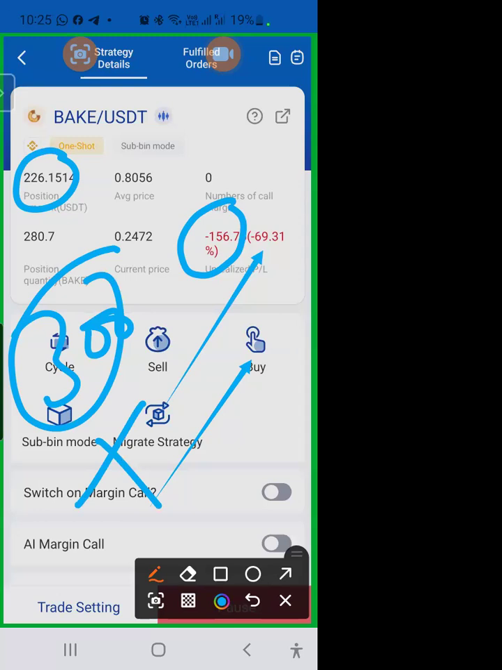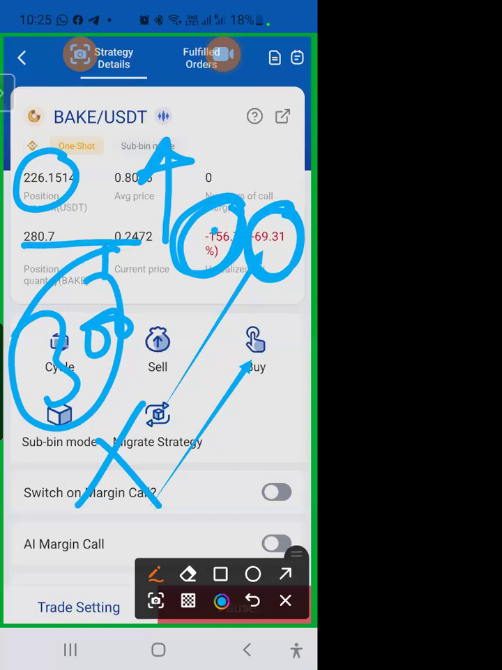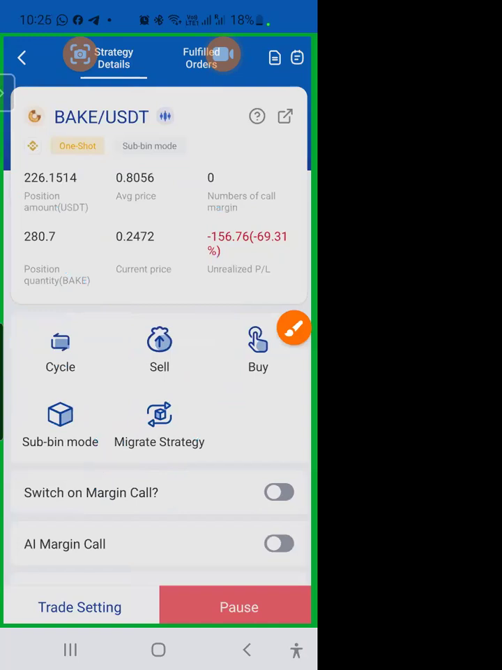Remember, you are adding this money when the market is still down. What will happen? The return rate here will reduce, but the floating loss will increase. Then if the coin moves up a little bit, this one will completely reduce and the floating loss will start reducing and get out of the market.